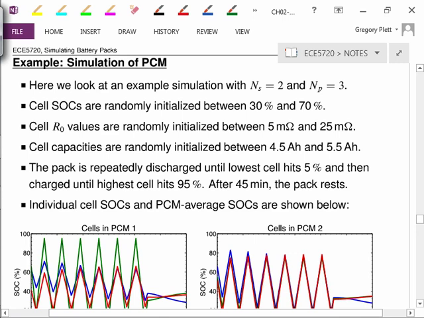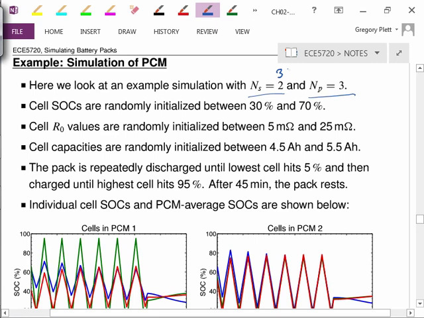There is some code in an appendix for simulating a PCM, and we look at some results from simulating that code here. Again, you should be able to copy the code into MATLAB and run it. In this example, I've got two cells in series and 3 cells in parallel. And I'm running the battery pack. In fact, looks like I'm lying because I show results for 3, so I must have used 3 and 3.